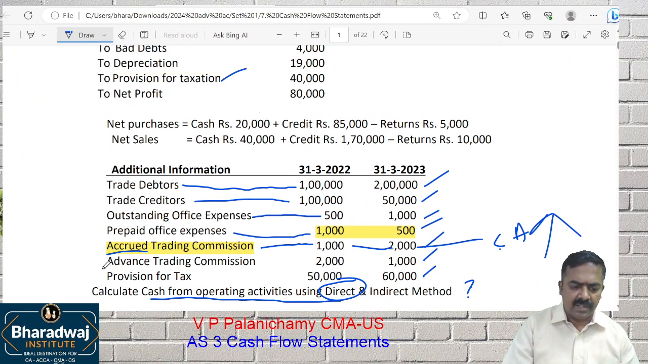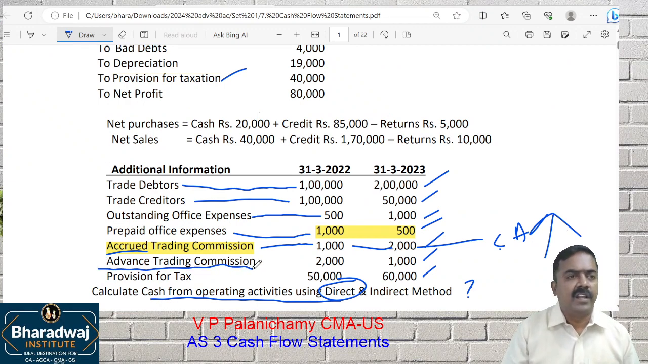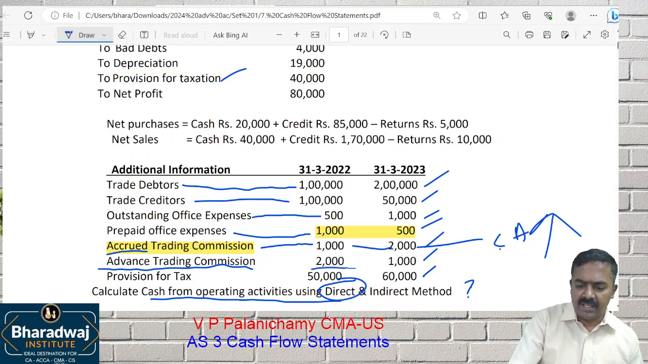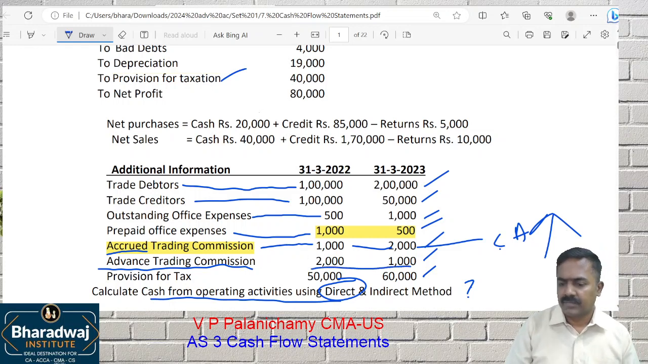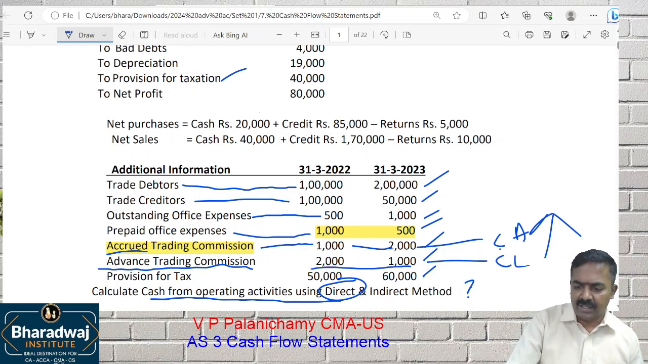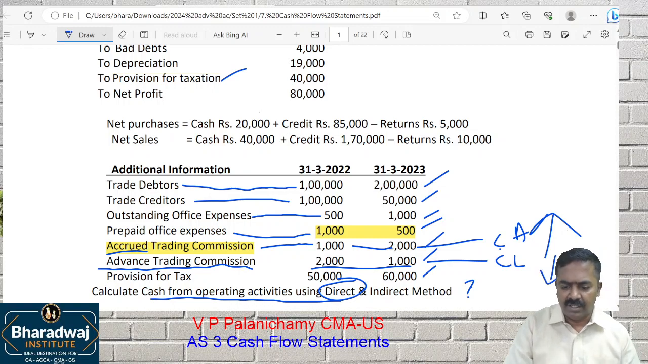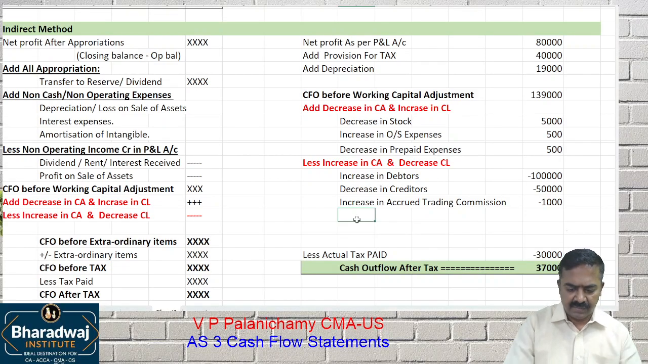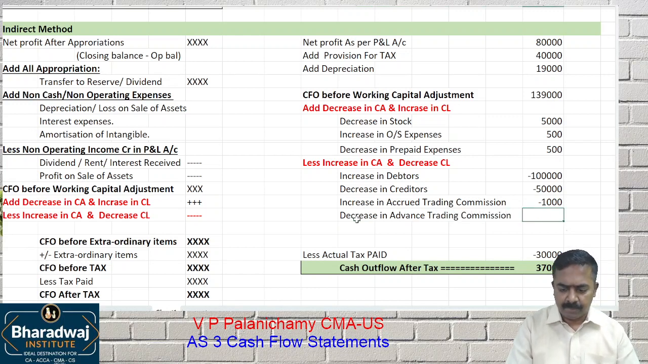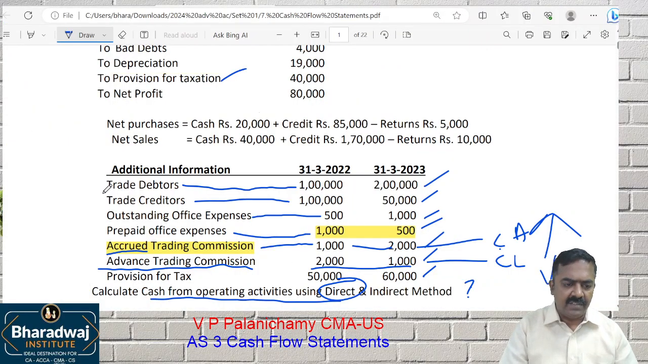Next, advance trading commission. When you get the money in advance, it is a liability. The current liability goes down, so we do less. Decrease in advance trading commission, 1,000. Provision for tax, already we adjusted.